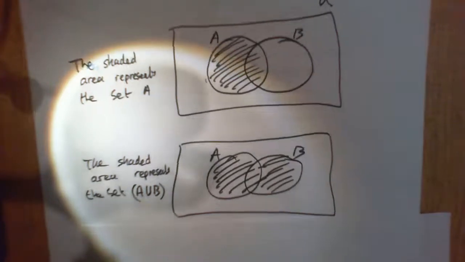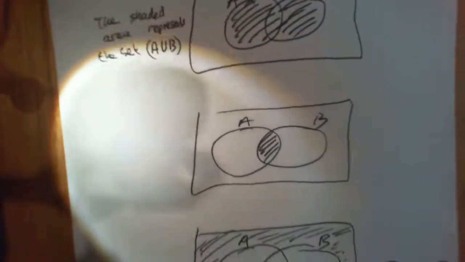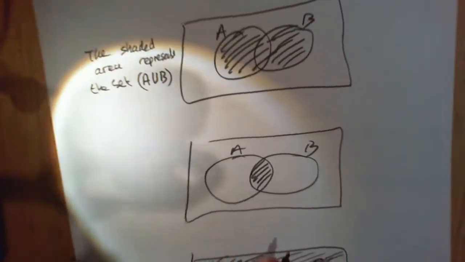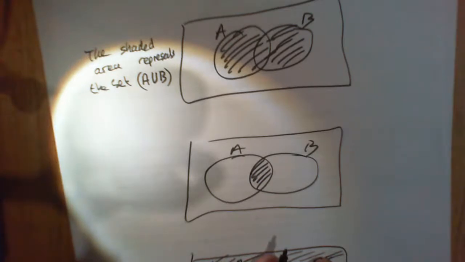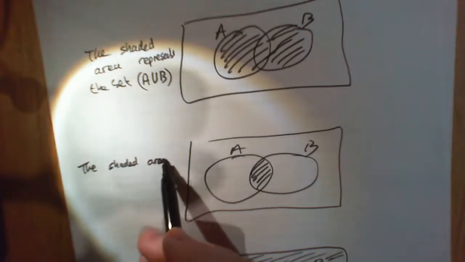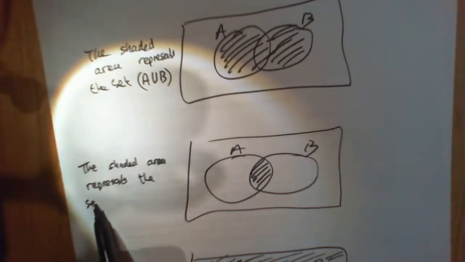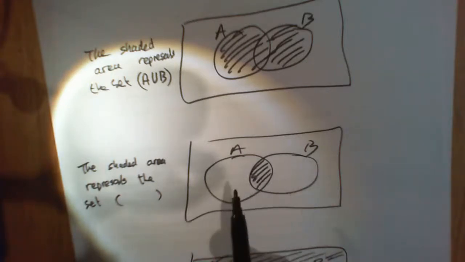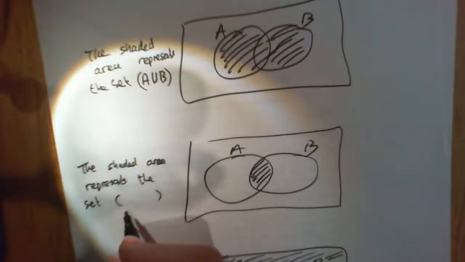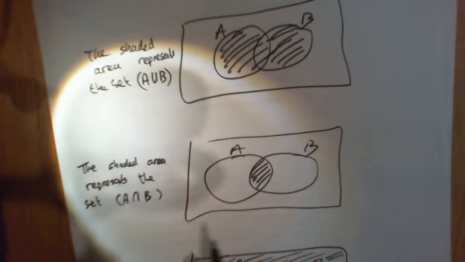Okay. So let me try another one. Now, what about this one? What does this represent? Well, the shaded area, what set does it represent, do you think? Well, it's not A, it's not B, it's what they have in common. So what's that in terms of set notation, isn't it? A intersection B. That's what that shaded area represents.